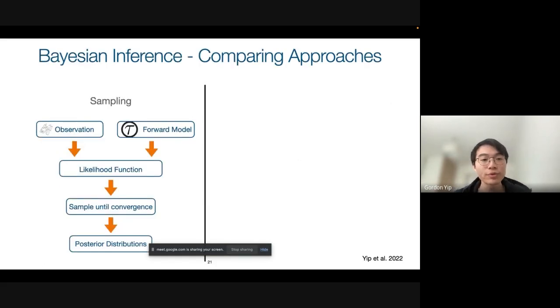So what people do, they have the observation, they have the forward model, they put it into a likelihood function, basically just measuring the distance between your observations and your theoretical models, and then you sample. You basically search through a huge parameter space. You use MCMC or nested sampling, some smart searching algorithm until you find the perfect combination.